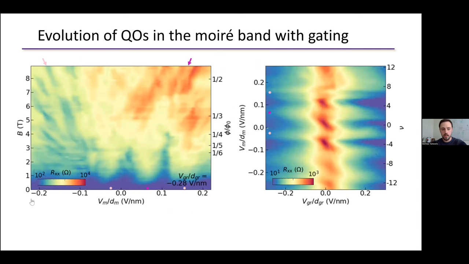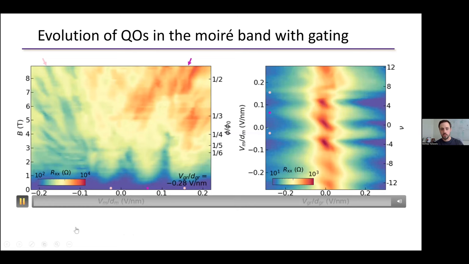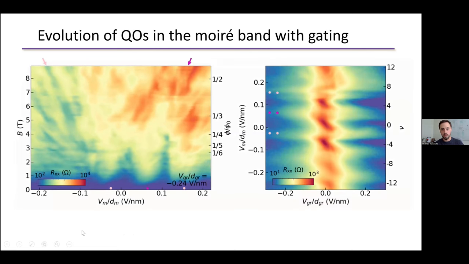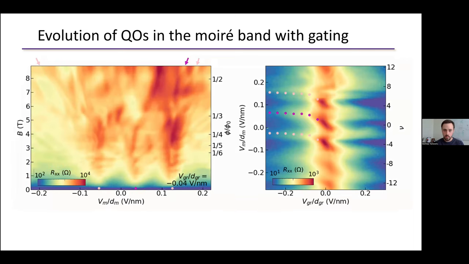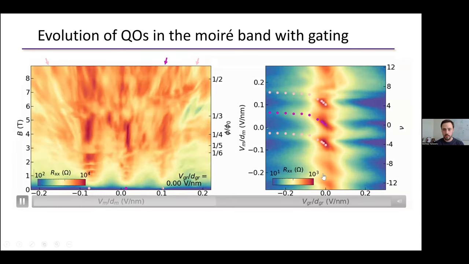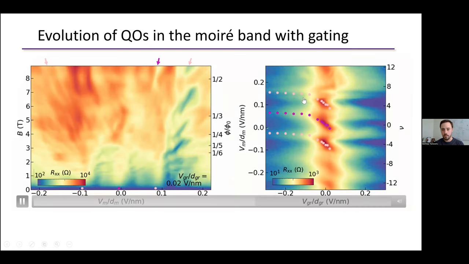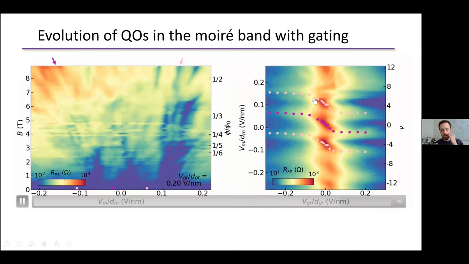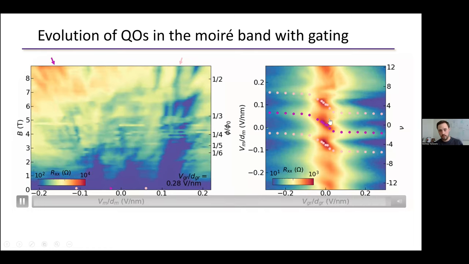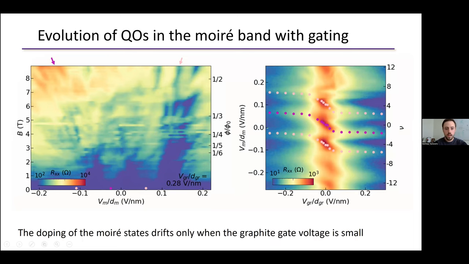We can play a similar game now, by looking at the evolution of the Moire fan, the Moire quantum oscillations, and these behave a little bit more simply. So not much action has happened when the main graphite gate is large, but when the graphite gate is small, we see that the doping of these Moire gate fans will shift, almost coincidentally with the way that the resistance looks at low field.